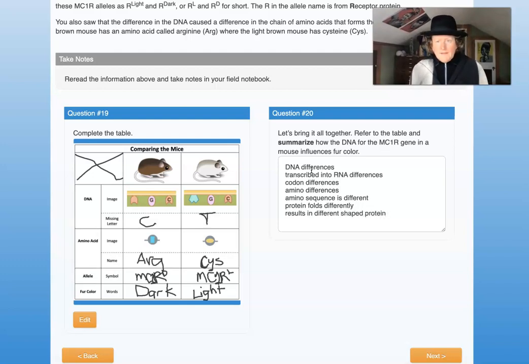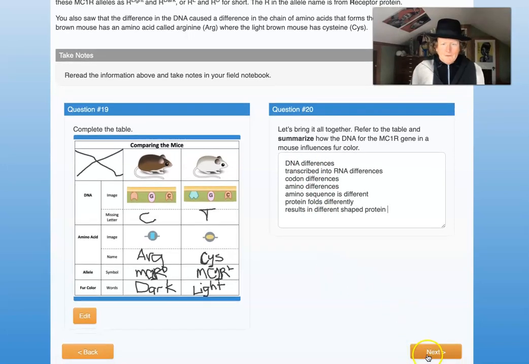So there you go. That is not the answer. That is a word bank for getting started on the answer. All right. You can pause the video, finish your answer, and then we'll go to the next page.